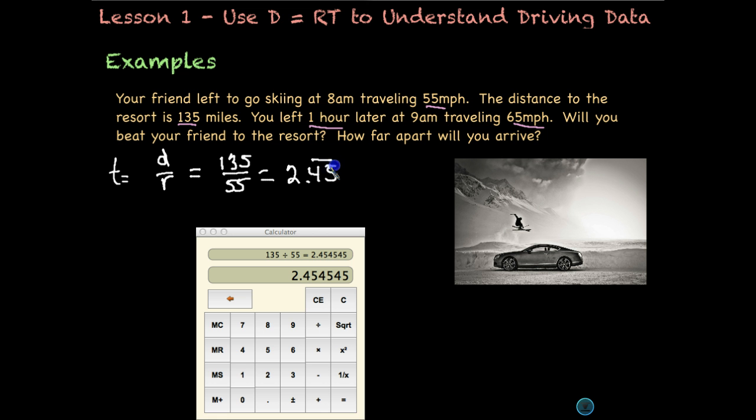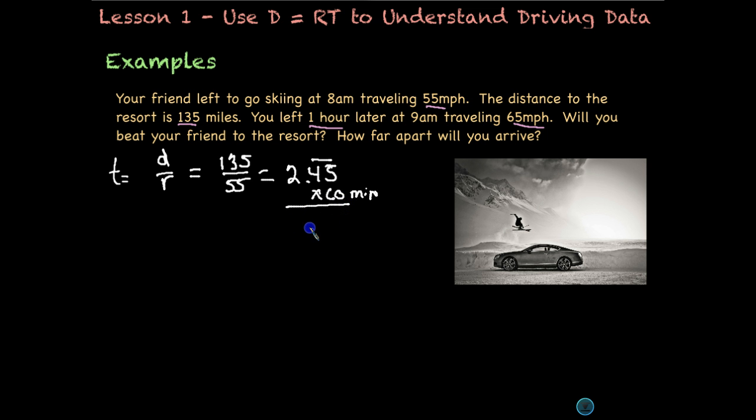Now again, we can't do much with the 0.4545. That just repeats. But how much of an hour is that? It's probably close to 30. So let's actually figure that out. Let's take 0.4545 and multiply that times 60 minutes in an hour, to determine what fraction of an hour that is. And that is 27 minutes approximately. So your friend got to the resort in 2 hours and 27 minutes.